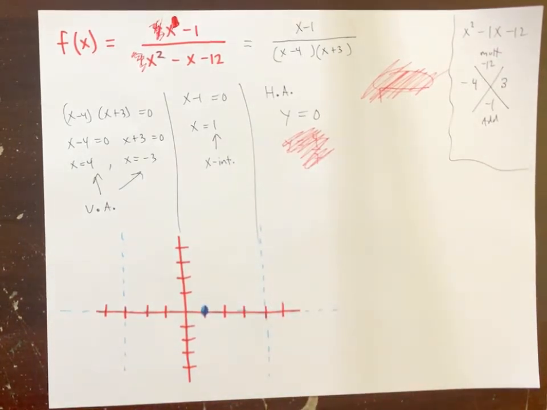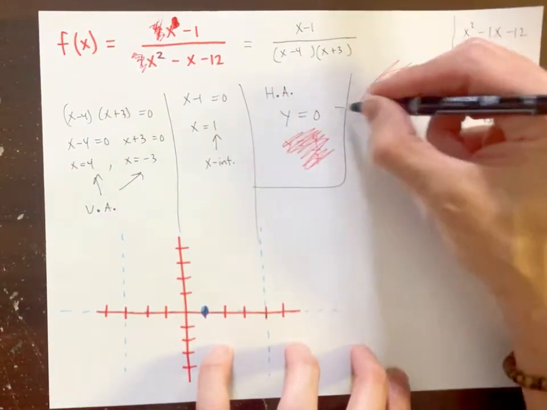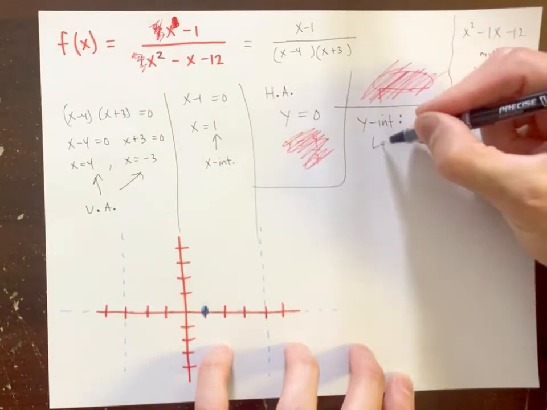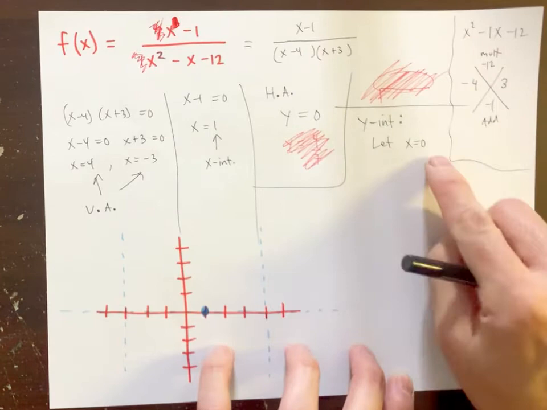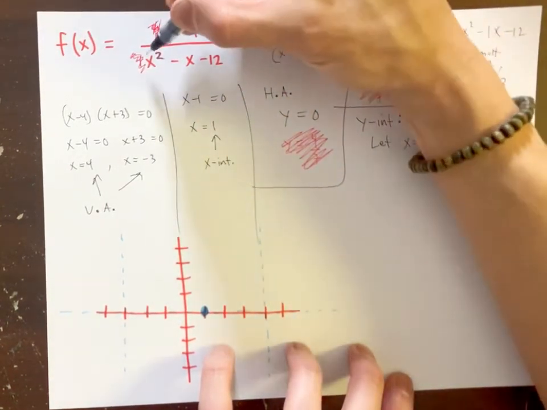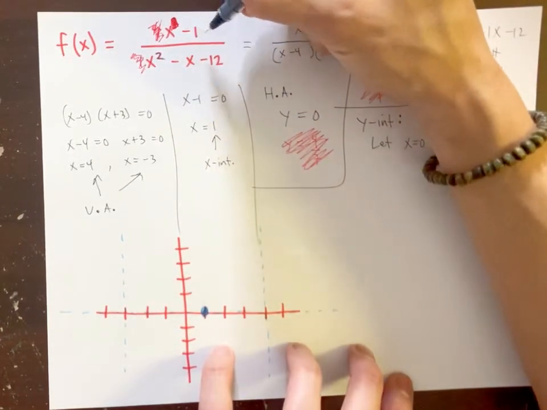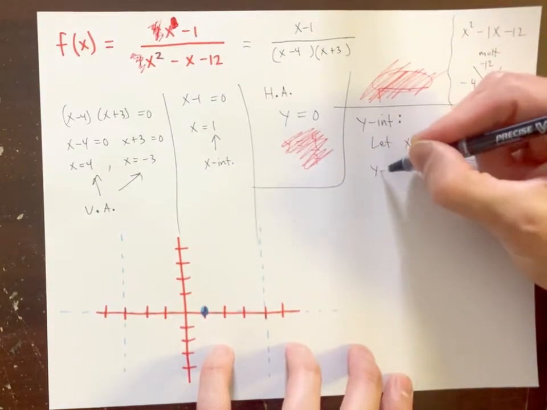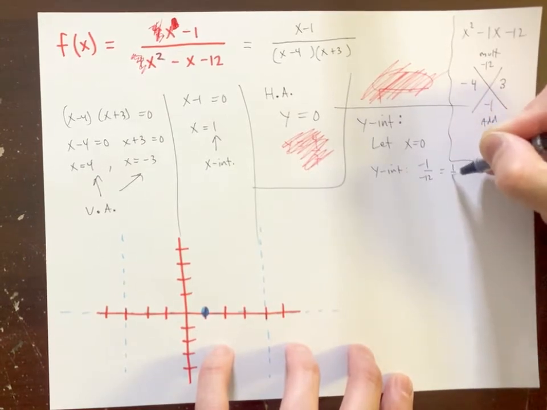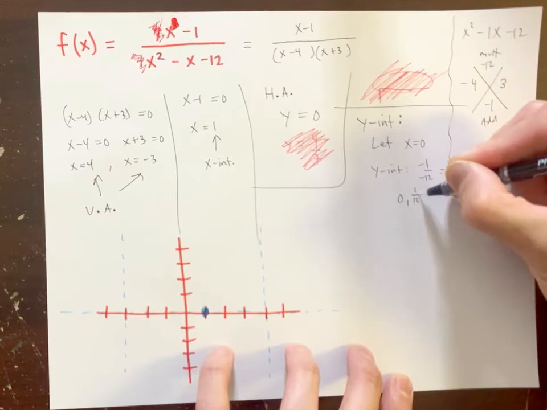Just as a quick FYI, what about the y-intercept? How do you find a y-intercept? To find a y-intercept, you let x equal 0. Plug in 0 for all the x's. If I put 0 there, this disappears. If I put 0 there, this disappears. This disappears. I would be left with -1 over -12. So my y-intercept is -1 over -12, which is 1 over 12. And so it's (0, 1/12).